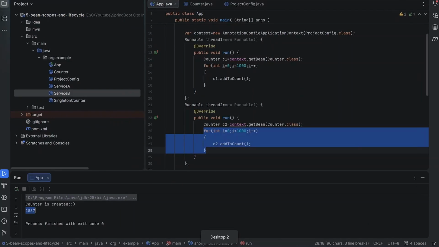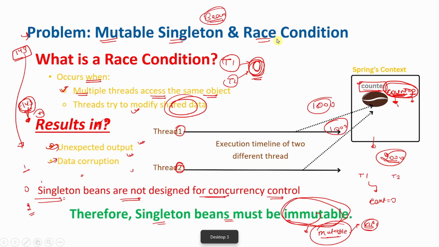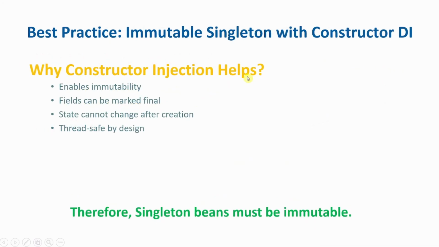As you can see here, we are not getting the expected output of 2000. We are getting unexpected output. Every time we will get a different output. So that's why it is unexpected. So what is the best practice to follow in singleton beans? The best practice is an immutable singleton bean with constructor dependency injection.